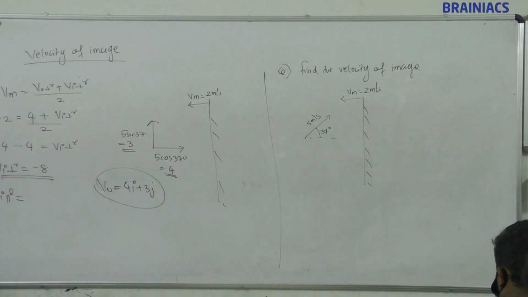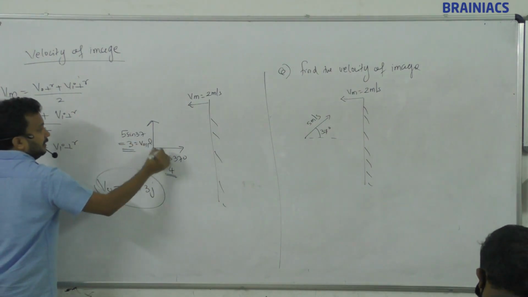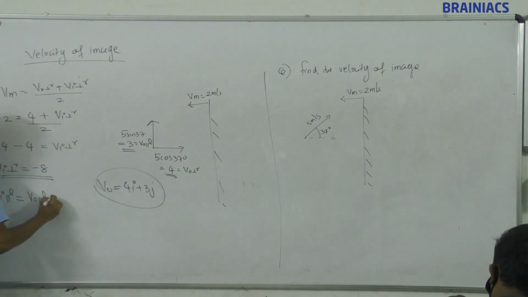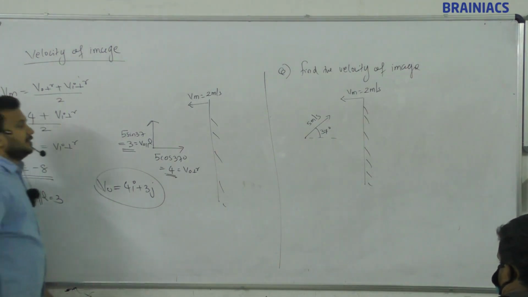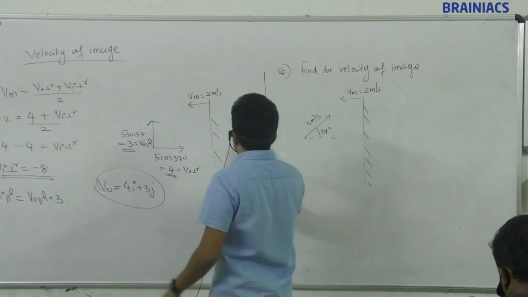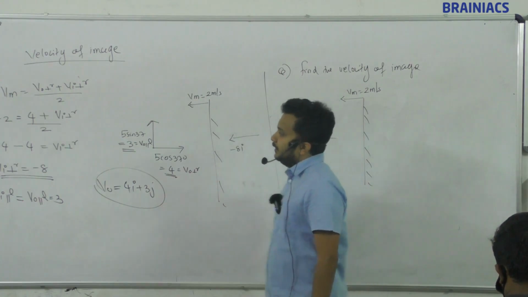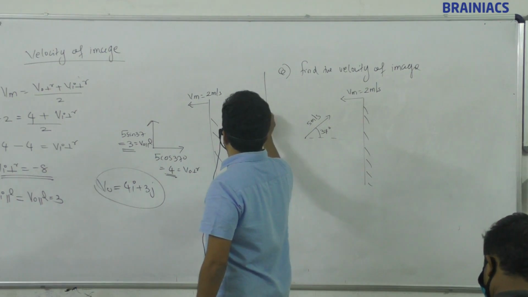VI parallel is how much? Because it's a two-dimensional motion, we also need the parallel component. VI parallel is equal to V object parallel. What is V object parallel, 4 or 3? This is the V object perpendicular. V object parallel is 3, upward. So the image component I can represent as -8i, and the parallel one is 3, so I can say 3j.